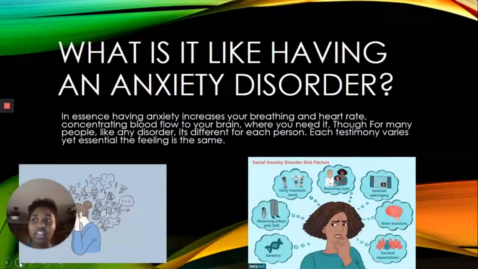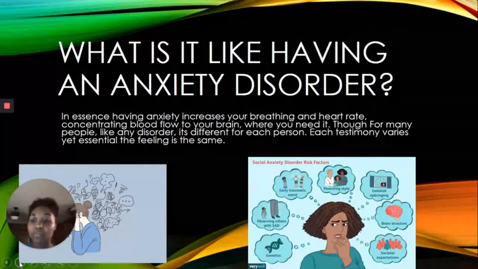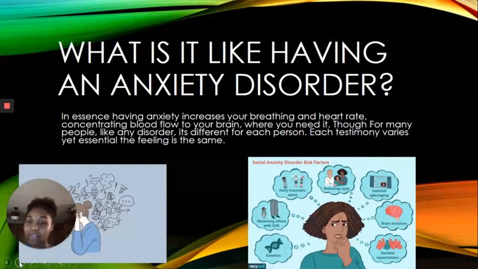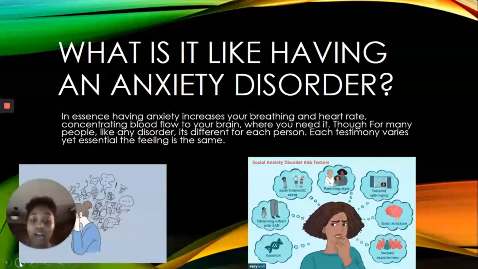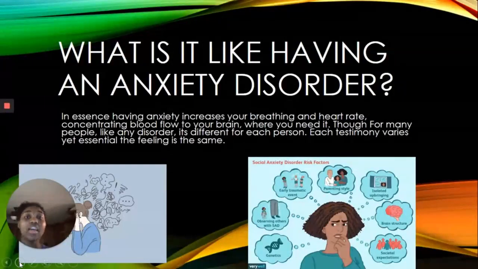A feeling of confusion and chaos, which is what the bottom left-hand picture shows. The lady is holding her head. You see a cloud of confusion. The other side shows risk factors for SAD, or social anxiety disorder, which is very common. Things from early traumatic events to parenting style and even an isolated upbringing. These things could all contribute to you having SAD, or social anxiety disorder.